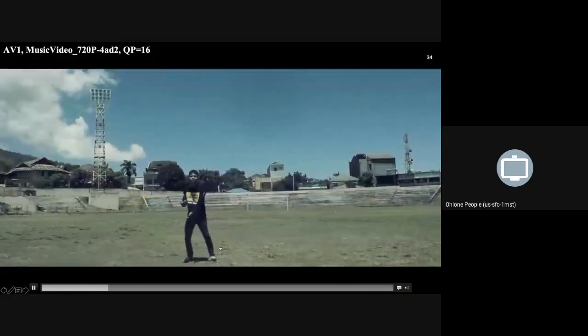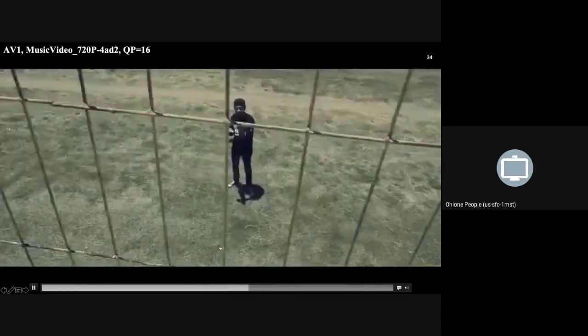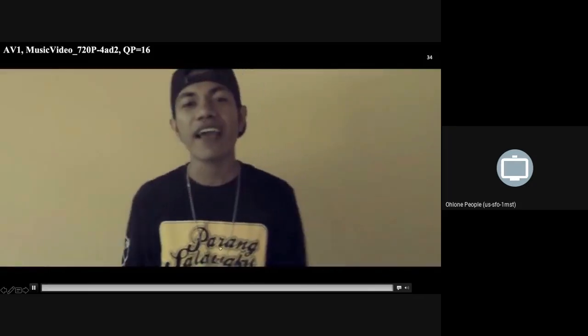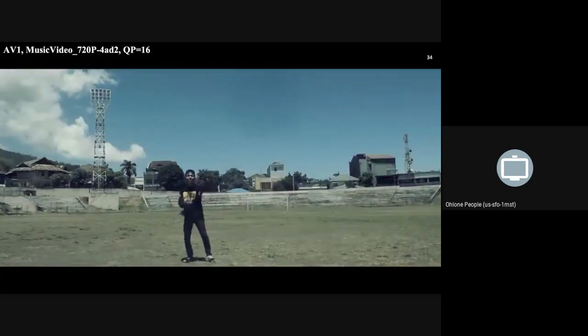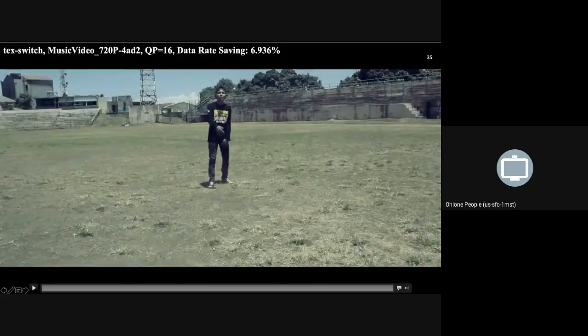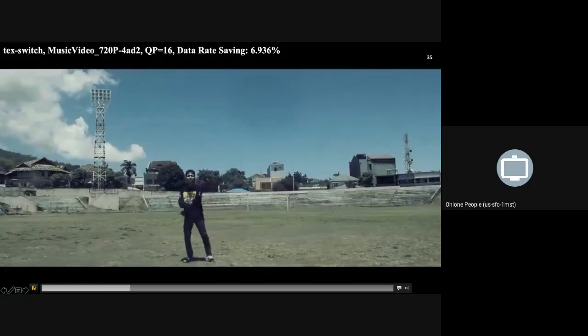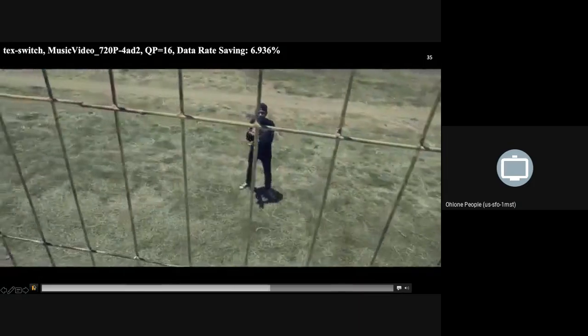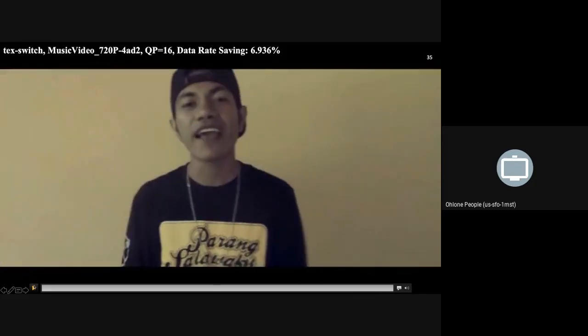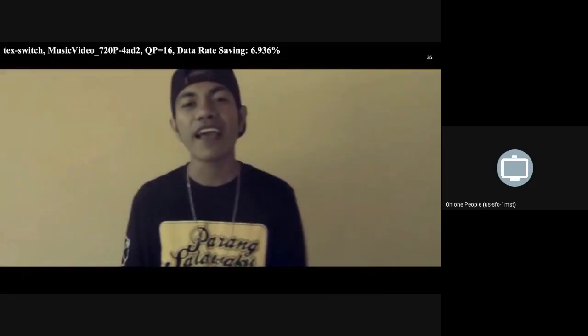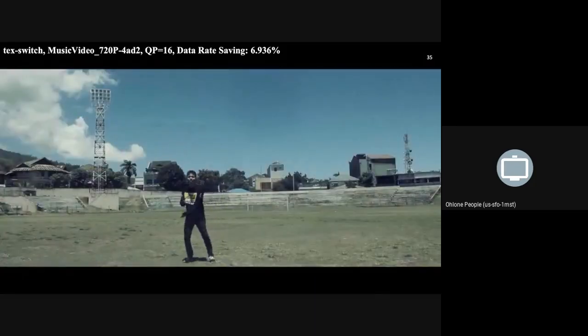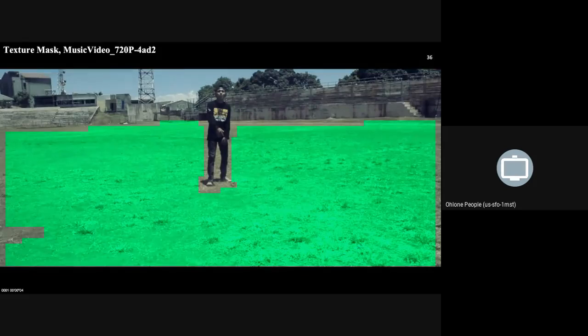So here is a sequence. Okay, and let's take a look at this. This is the switchable based. Okay, and here is one. So this region here is where we enabled our approach.